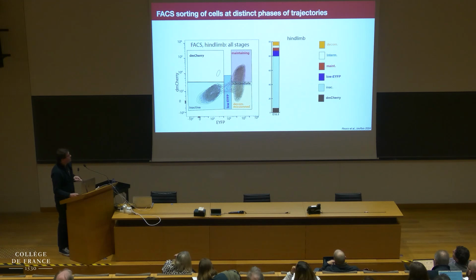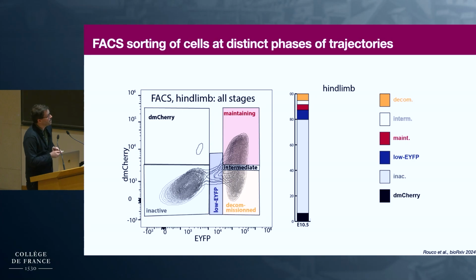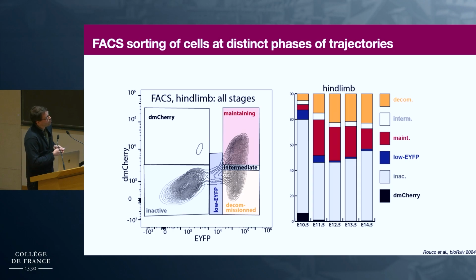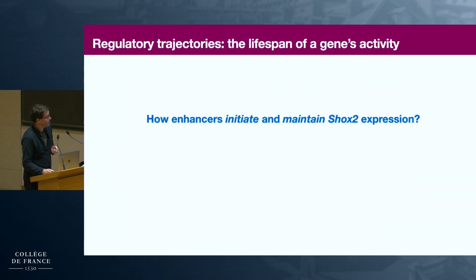And you can see that the proportion of each of these cell types actually changes over time, with mostly inactive cells at 10.5, and this changed very rapidly at 11.5 with an increase in the maintaining cells, but also in the decommissioned cells. And then this stays quite stable over time. But you can see that with that, we can quantify the dynamics, but we can also sort these cells and look at how the chromatin and the regulatory landscape of SHOX2 look.